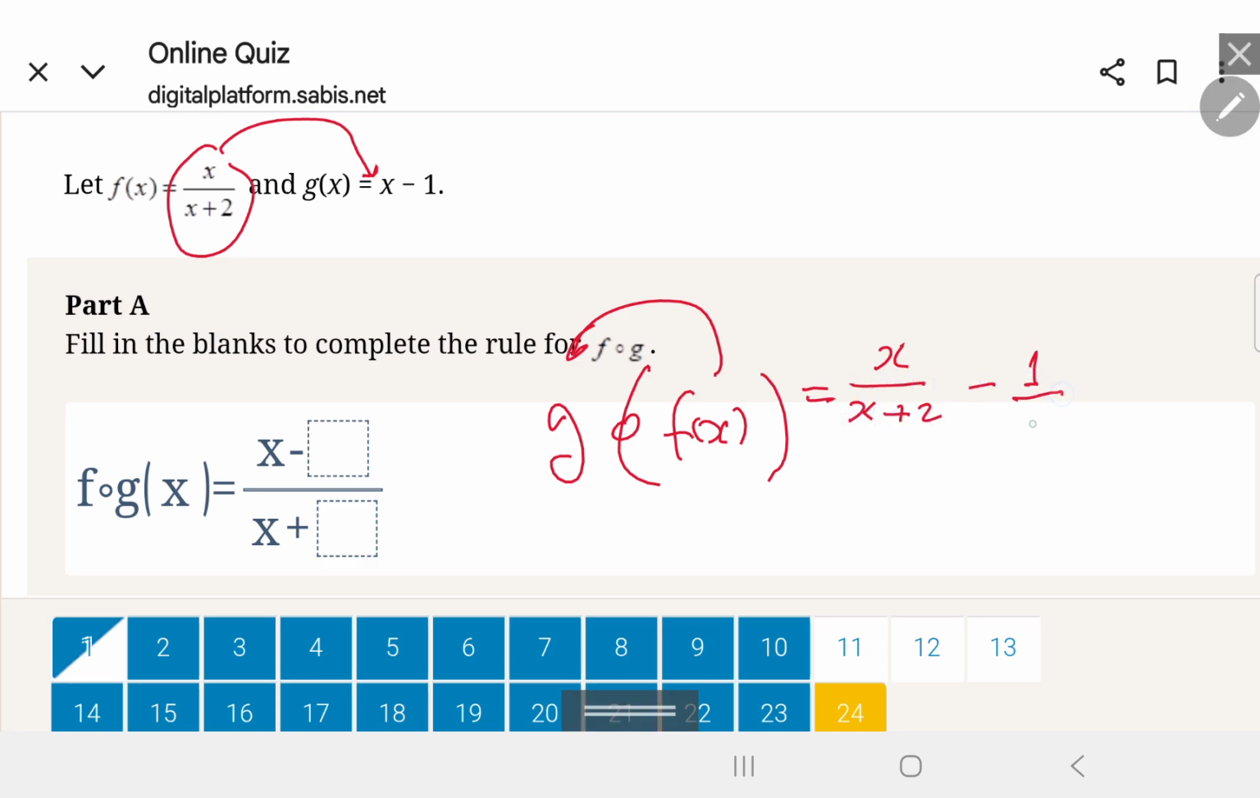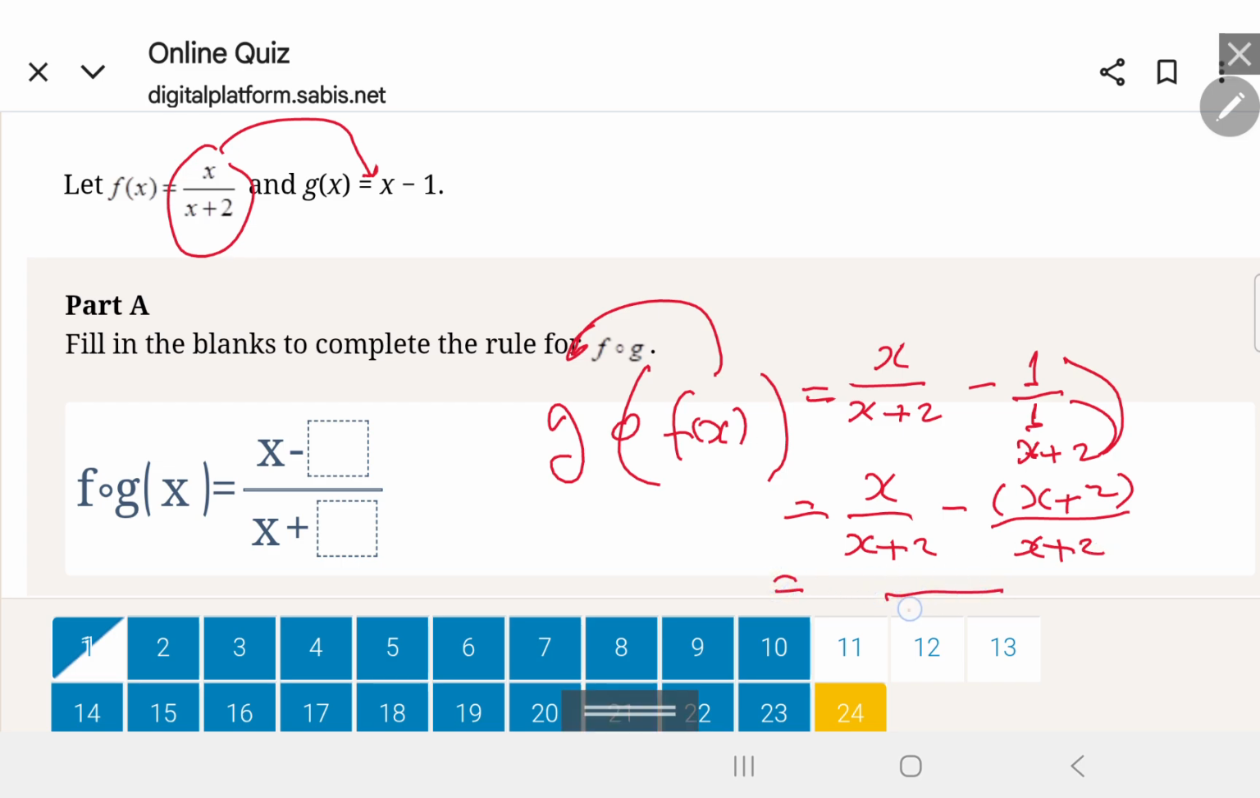Next step, you have to do the same denominator. So x plus 2, multiply it up and down. You get x over x plus 2 minus x plus 2 over x plus 2. Since they have the same denominator now, you can simplify them into a single fraction. So x plus 2 in the denominator, and x minus x minus 2, and that will be negative 2 up and x plus 2 down. And that is the answer for G circle f.